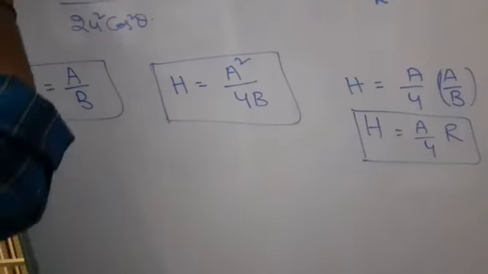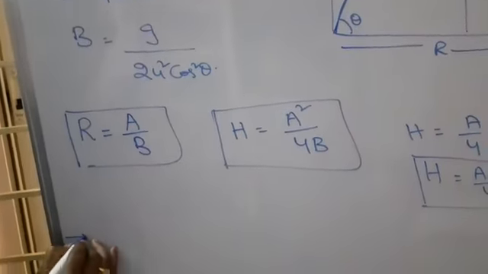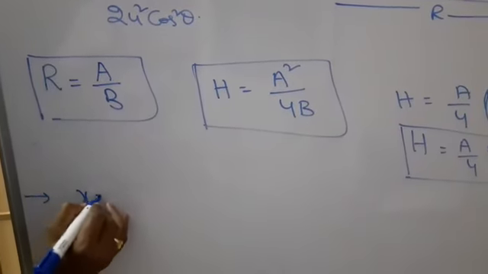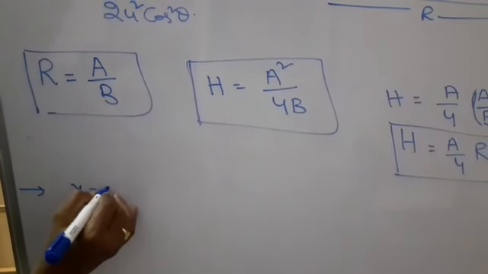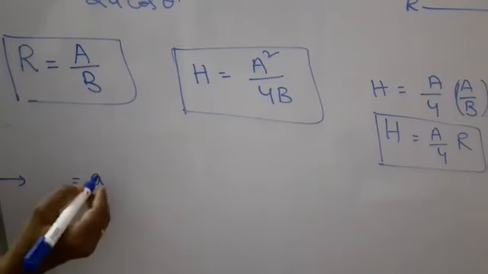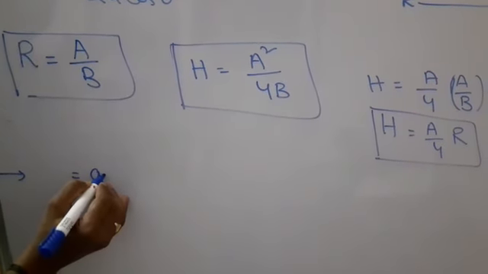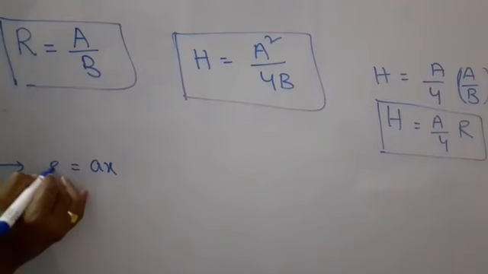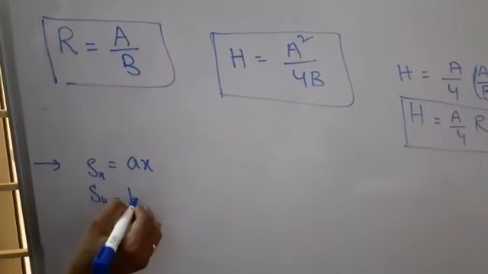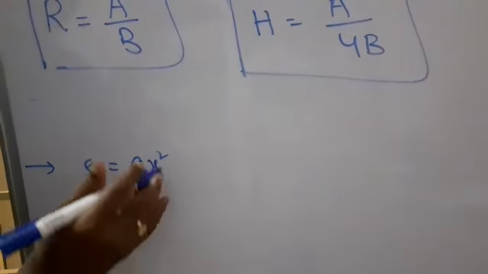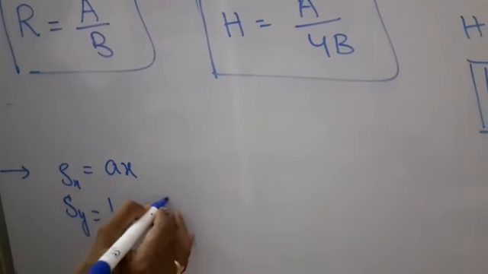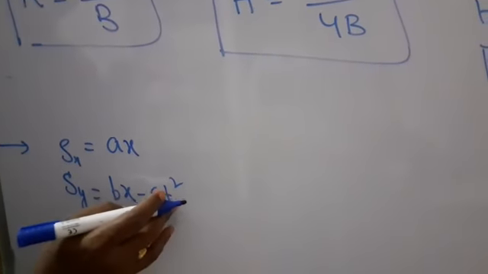For example, given expressions, the horizontal displacement is x is equal to at, and the vertical displacement y is equal to bt minus ct square.